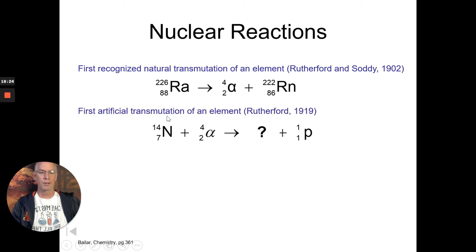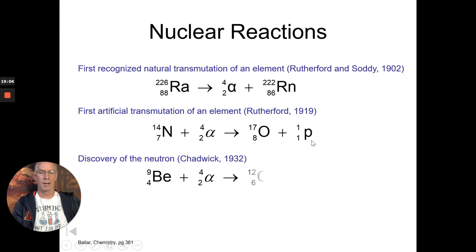The first artificial transmutation of an element was also done by Ernest Rutherford, right? He took nitrogen-14, bombarded it with an alpha particle, produced here a proton, and let's see if we can figure out what else was produced. Bottom number, 7 plus 2 is 9. 1 plus, well, that's going to be an 8 down here, isn't it? Element 8 is oxygen. And on the top, 14 plus 4 is 18. 1 plus 17 is 18. So besides doing the gold foil experiment, he discovers natural transmutation, and he discovers and makes it artificially. He was a pretty sharp guy.